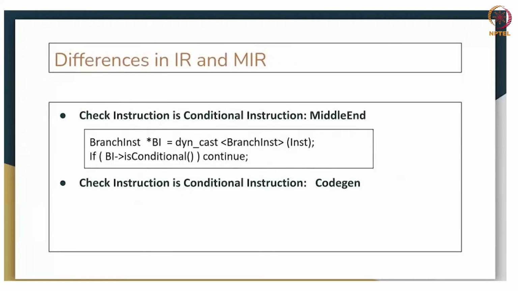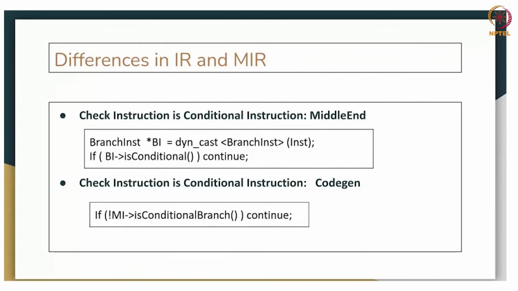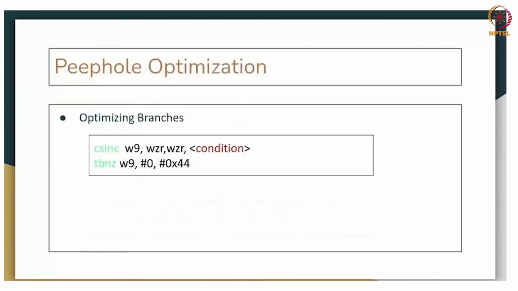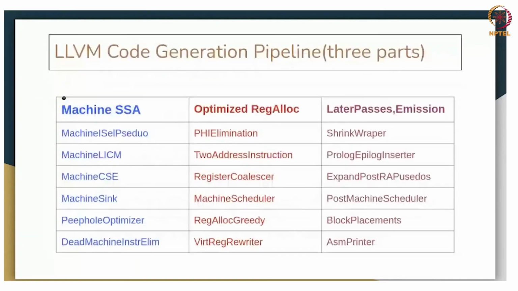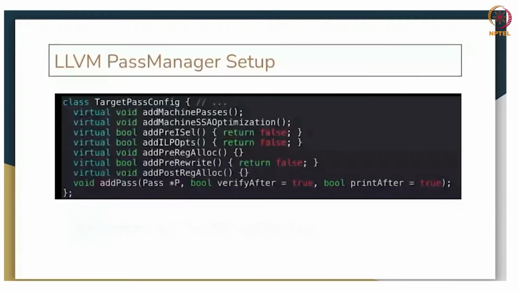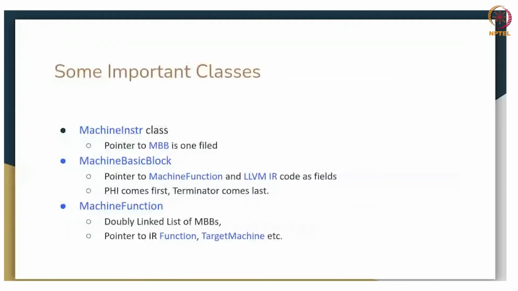To answer that question, when you need to traverse back from machine IR, I'm not sure exactly where it is required, but I mentioned that things are available. Reverting from MIR to IR is easy. And exactly where it is used, I can give a specific example.